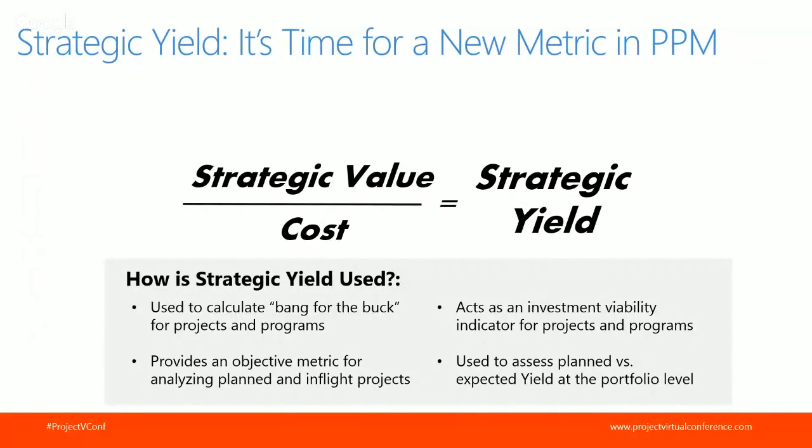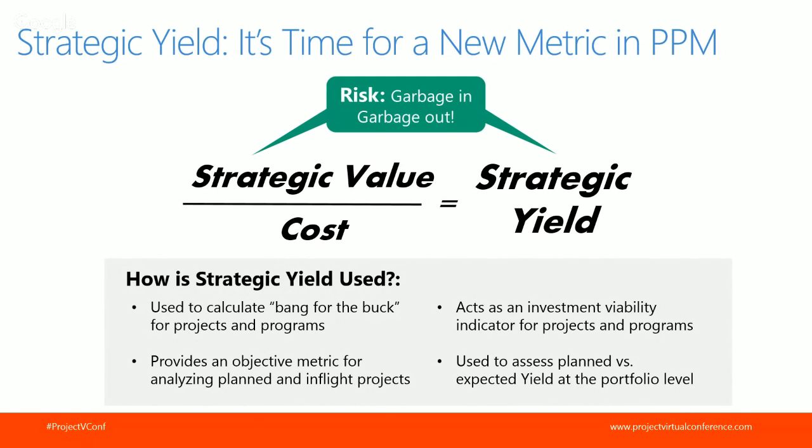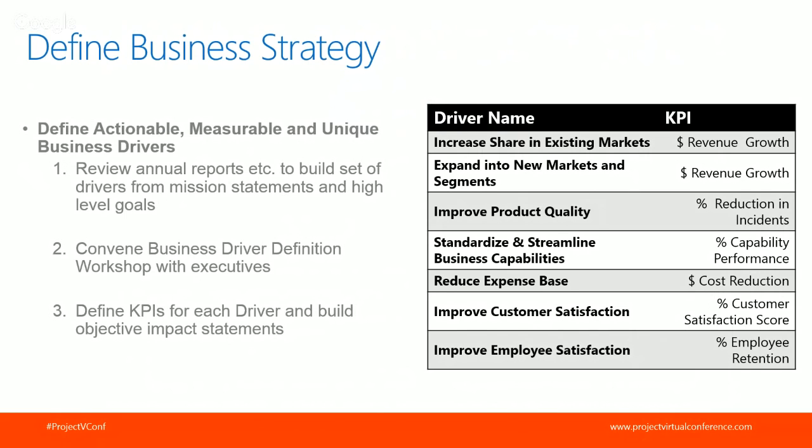It's also a measure that can be aggregated to the portfolio level and used to assess the planned yield of a portfolio versus the forecasted or even actual yield of a portfolio. So it provides some ongoing indication of your budget effectiveness, or how effectively you're utilizing your budget throughout the year. As with anything, it's garbage in, garbage out. So let's take a look at how you can derive a good strategic yield score by deriving a good strategic value and a good cost estimate or cost forecast for a project.